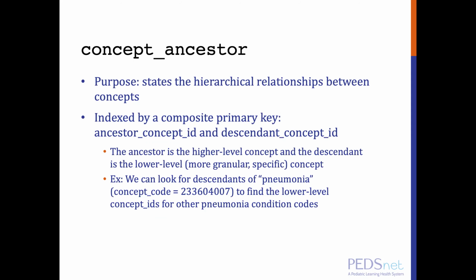All right. And then concept ancestor is another useful table, again, for medications and conditions more than anything else, really for things that are well organized in hierarchies. And it basically relates a higher level ancestor concept ID to a lower level, more specific descendant concept ID. So another approach you can take is that you could look for descendants of pneumonia, which has a concept code here, to find the lower level concept IDs for other pneumonia condition codes.